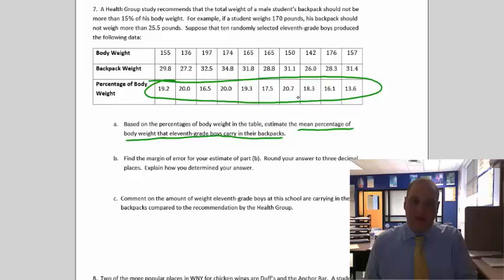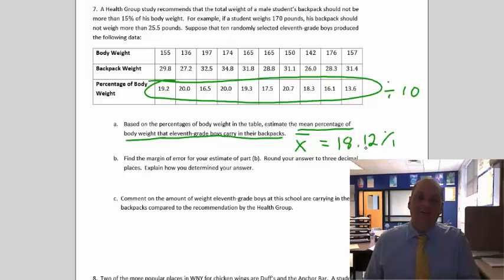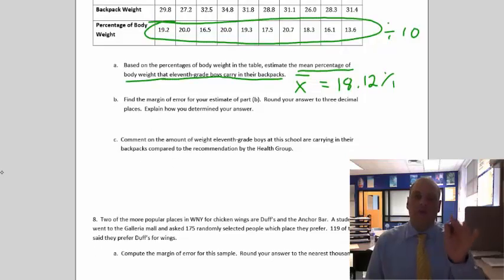So add these up and divide by 10. There's 10 of them. So plus, plus, plus, plus, plus, divide by 10. And the X bar comes out to be 18.12%. So the average percent that the boys in our sample were carrying on their back was 18.12% of their body weight. Not the weight, percent of their body weight. The average percent of their body weight is 18.12%.